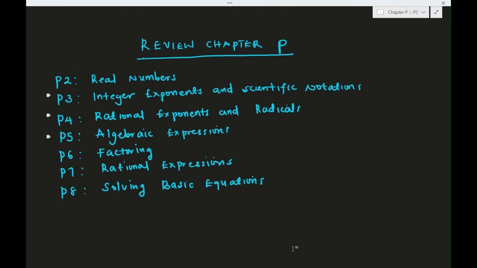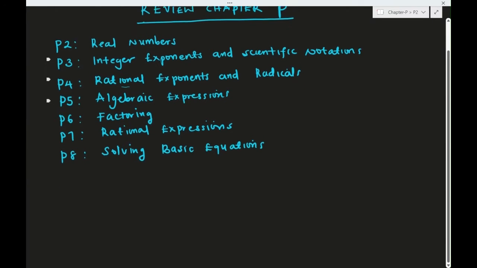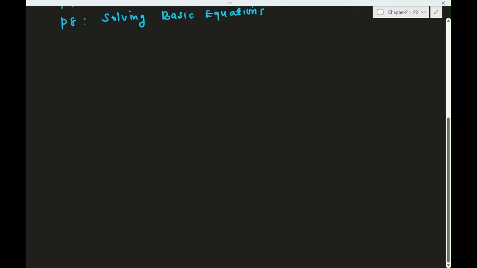We have section P2 about real numbers. P3 is about integer exponents and scientific notation. P4 is on rational exponents and radicals. P5 is about algebraic expressions, and P6 is about factoring. P7 is about rational expressions, while P8 is about solving basic equations. So we'll start with P2.